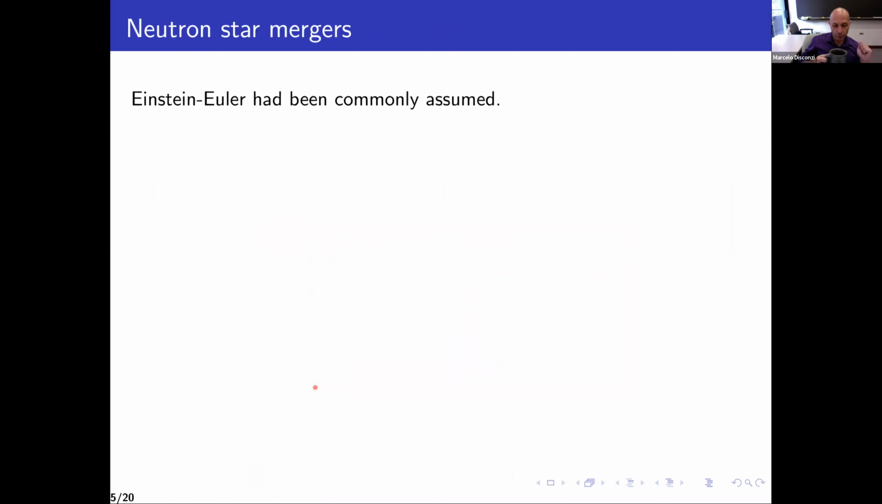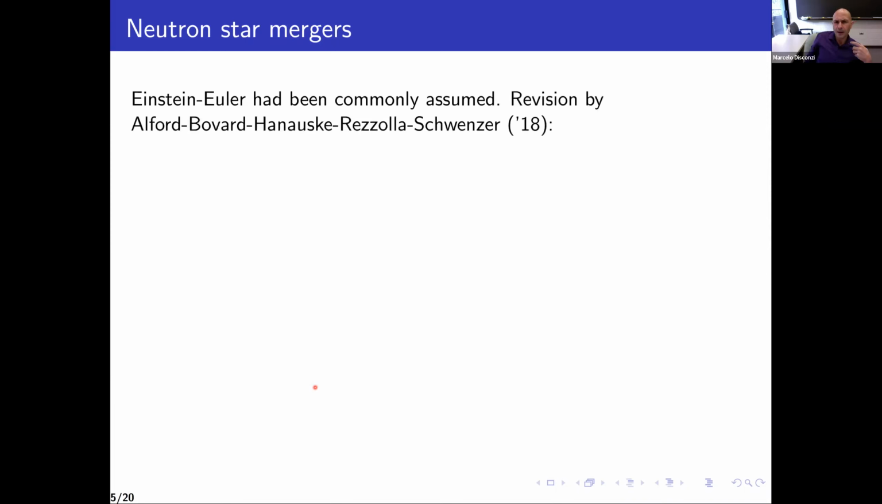Okay, so another important situation where we want to include viscosity is in the study of neutron star mergers. For a long time, it was assumed that you could reasonably describe a neutron star merger with the Einstein-Euler system. But these assumptions have been revised recently by Alford, Bovard, Hanauske, Rezzolla, and Schwenzer.